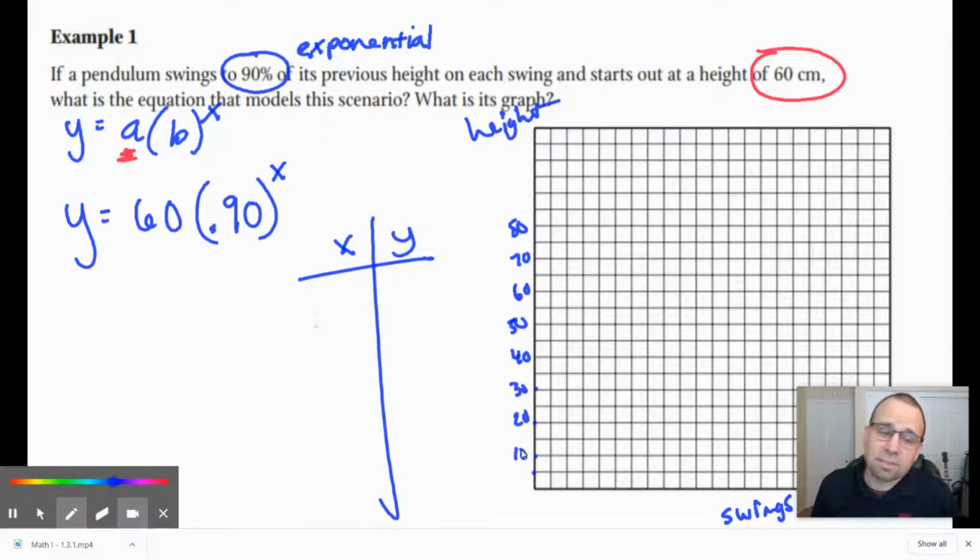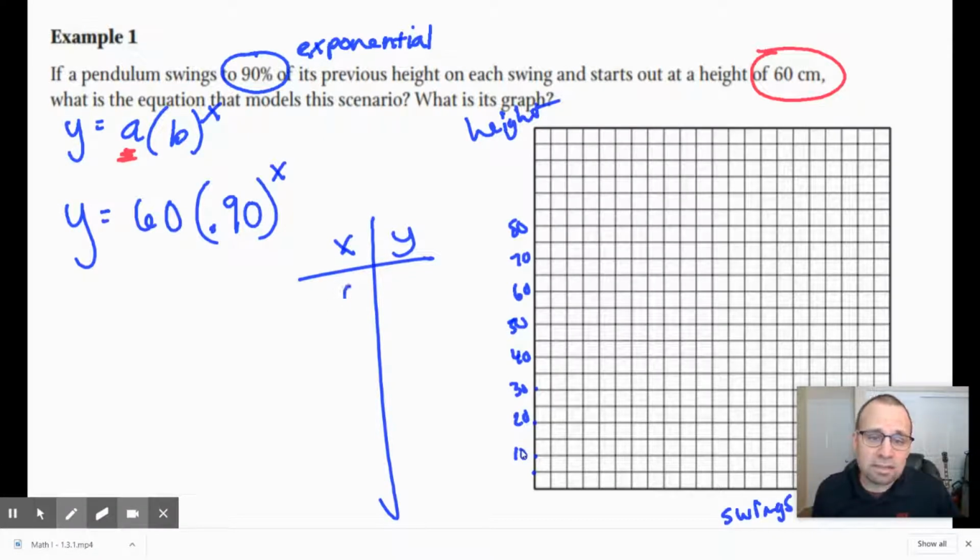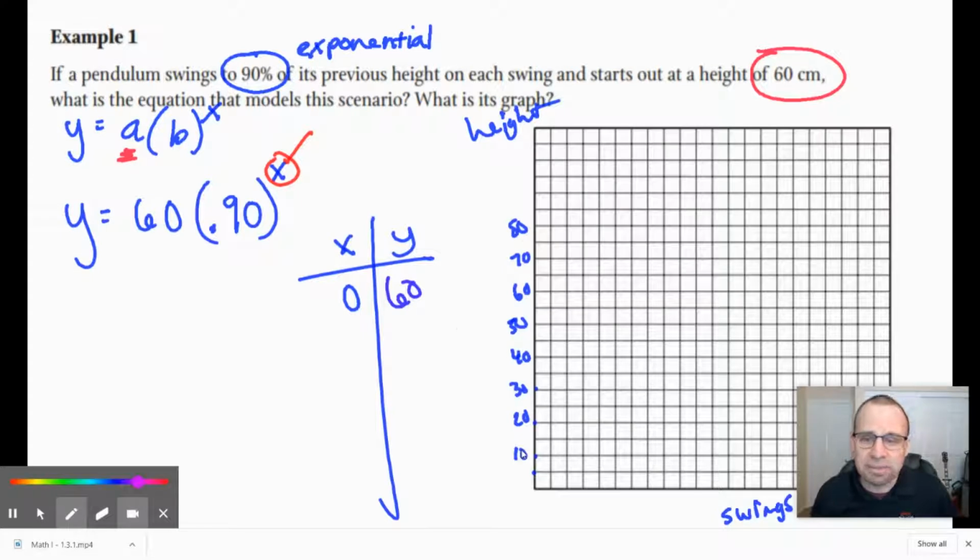Next, you guessed it, we make a table. So we always start off with the intercept, which is going to be 0. And remember, anything to the 0 power, when I plug 0 in for x, is going to be 1. 0.9 raised to the 0 power is 1. 1 times 60 is 60. So I'm going to get 60 out, and I'm going to put a dot at 0, 60.